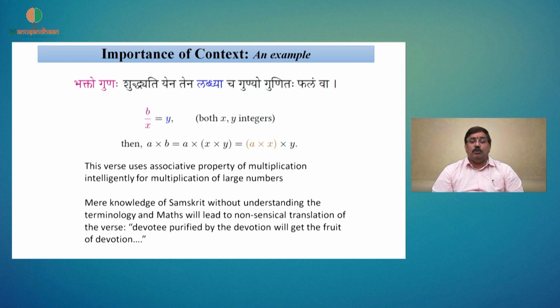Therefore, just to give you one example here, you see that sentence there, Bhakto guna shuddhyati yena tena labdhya cha gunyo gunitam phalam va. If you ask somebody who knows only Sanskrit, without giving any context, to translate this, they will say, Bhakto means devotee, gunaha, the devotee's qualities, shuddhyati will get purified, yena tena labdhya, therefore they will get the fruit of the devotion and things like that. But a devotee purified with devotion will get the fruit of devotion is a nonsensical translation for this.